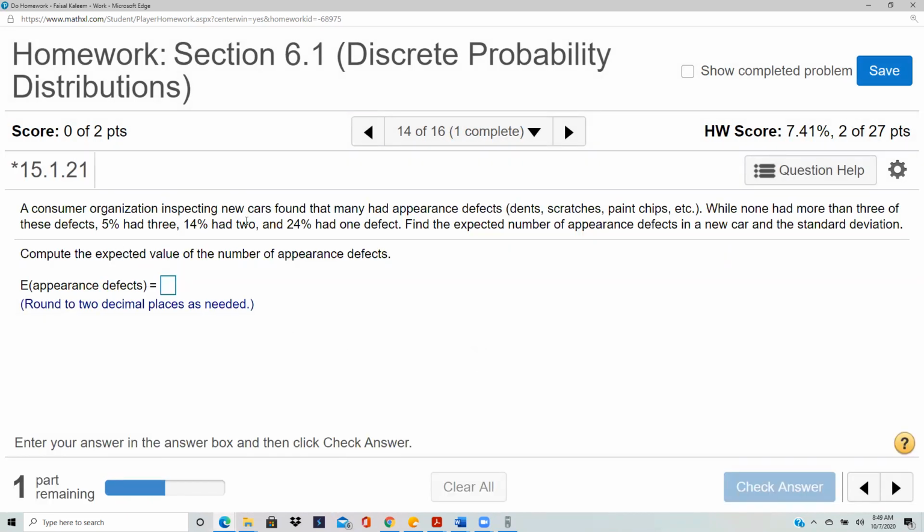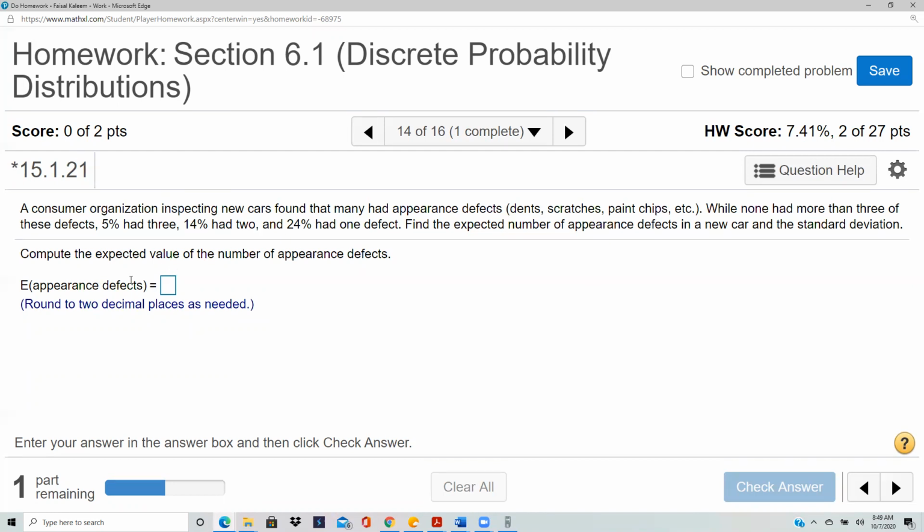A consumer organization inspecting new cars found that many had appearance defects, while none had more than 3 defects. 5% had 3, 14% had 2, and 24% had 1 defect. Calculate the expected number of defects.